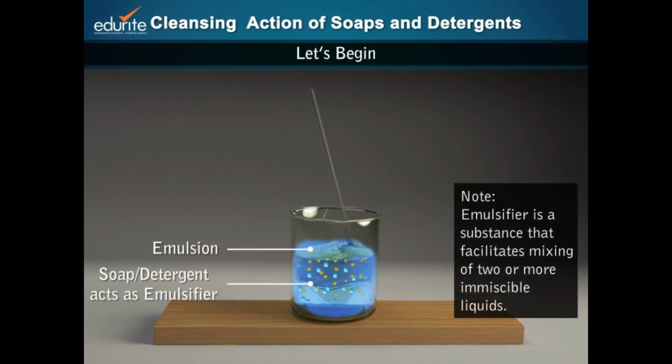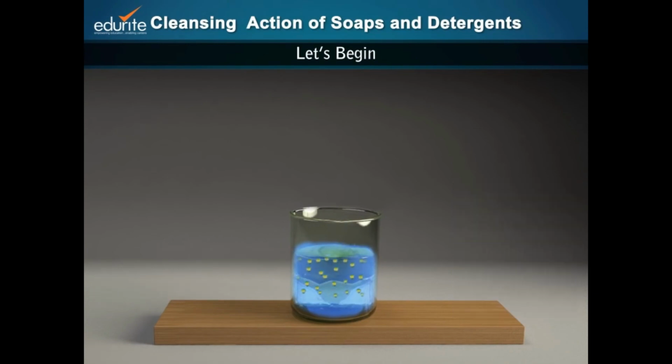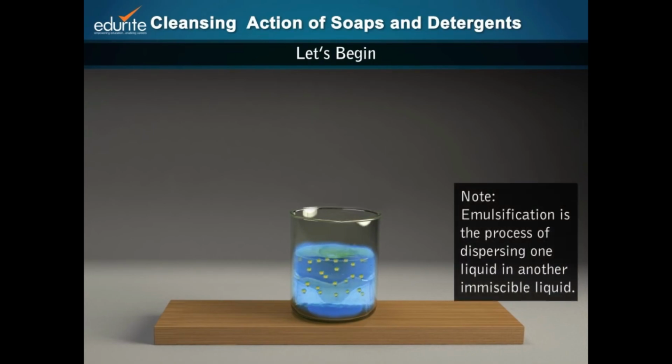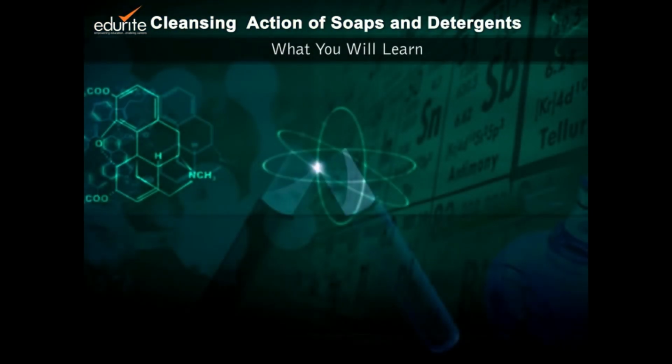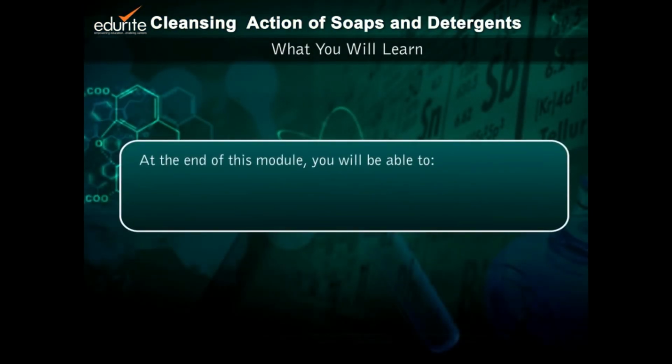The soap or detergent acts as a surfactant or emulsifier. The surfactant molecules surround the oil droplets and prevent them from coalescing. The cleansing action of soap and detergent is due to their power to emulsify oil. Come, let's learn the cleansing action of soap and detergent in this module. At the end of this module, you will be able to describe the cleansing action of soap and detergent.